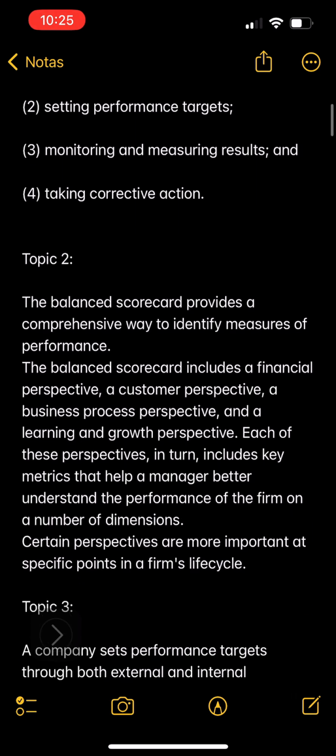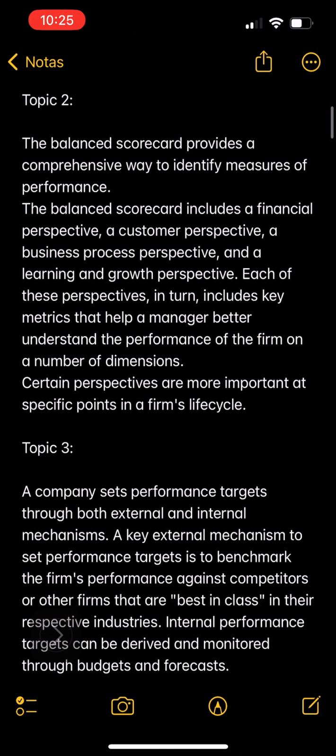Topic 2. The Balanced Scorecard provides a comprehensive way to identify measures of performance. The Balanced Scorecard includes a financial perspective, a customer perspective, a business process perspective, and a learning and growth perspective. Each of these perspectives, in turn, includes key metrics that help a manager better understand the performance of the firm on a number of dimensions. Certain perspectives are more important at specific points in a firm's life cycle.